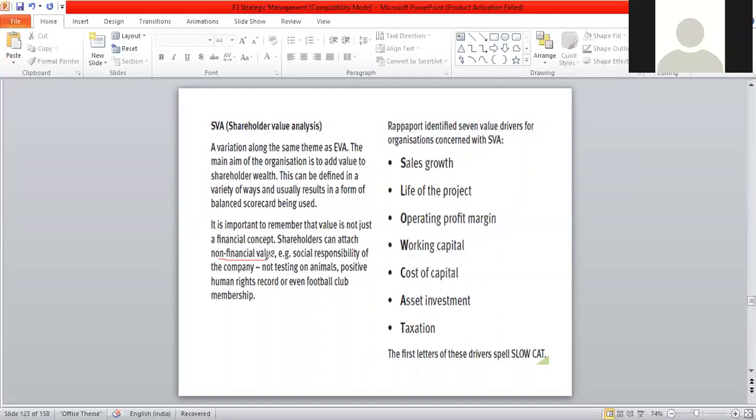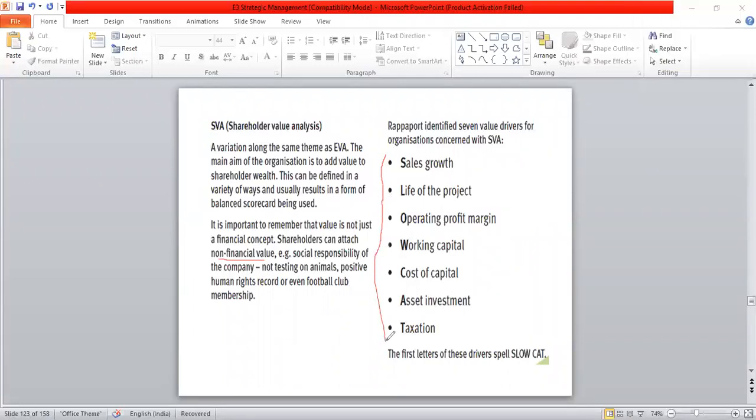Rappaport identified 7 value drivers for these things. These are the 7 value drivers. How is the value to the shareholders added? One is sales growth. Second one is life of the project. Operating margin, operating profit margin, working capital, cost of capital, asset investment, and taxation. These aspects add value to the shareholders. So remember that. This can be remembered as SLOCAT.